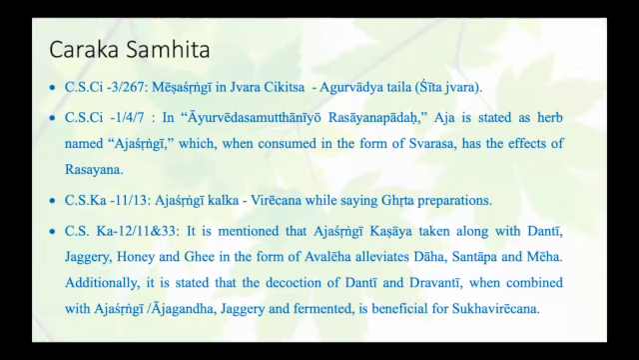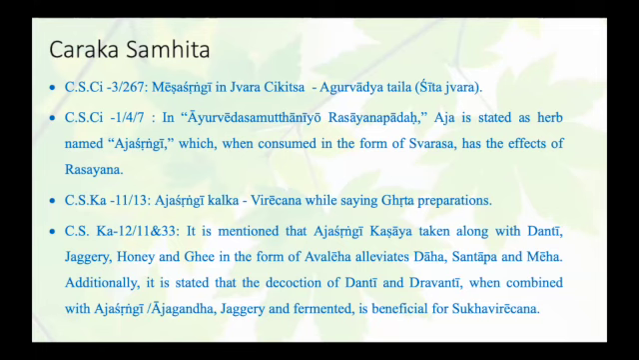From Charak Samhita, we can see that Meshashringi is mentioned in the Jvara Chikitsa, in the Agurvadi Tailam. In the Agurvadi Tailam, it is mentioned for Shita Jvara. And then in the Rasayana Pada, Ajashringi is mentioned, which is said to be consumed in the form of Swarasa, and it will have the effects of Rasayana. And Ajashringi Kalka is indicated for Virechana.